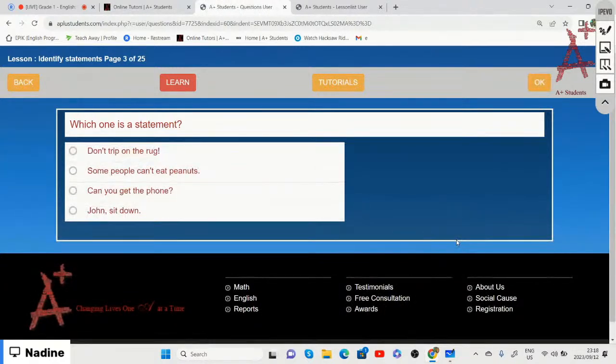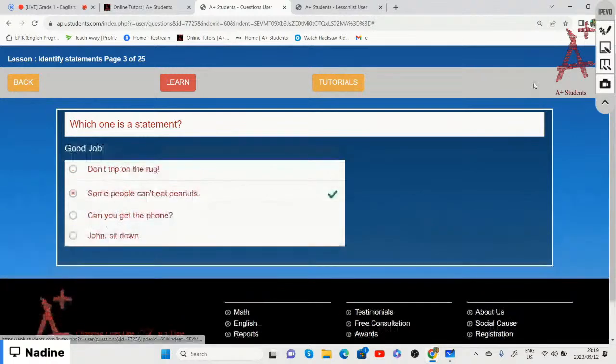All right, so which one is a statement? Don't trip on the rug with an exclamation point. Some people can't eat peanuts. Can you get the phone? Question mark. Or John, sit down. So we need to say which one is just telling us about something and ends with a period. If we choose which one the statement is, then we're going to choose option 2, which is some people can't eat peanuts.